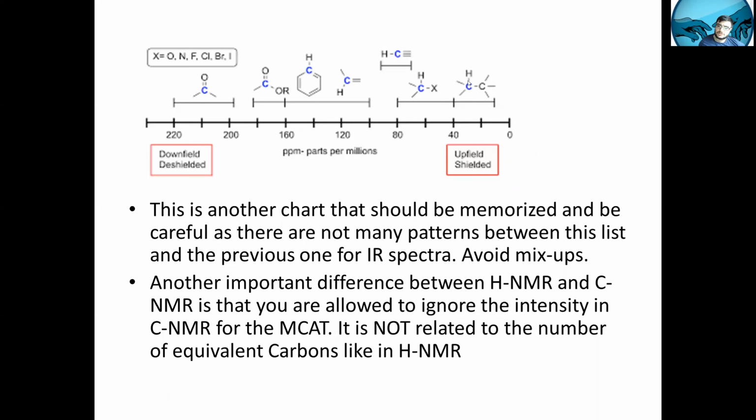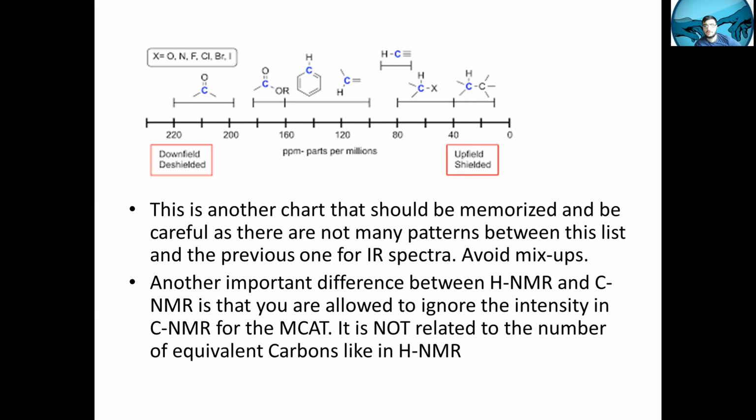And this is what it looks like. Depending on what kind of carbon bond you have, whether it's a carbon double bond O, like a ketone, an ester, a benzene ring, a double bond, a triple bond, a bond with a halogen, or just a regular single bond, each has a different position on the x-axis in parts per million.